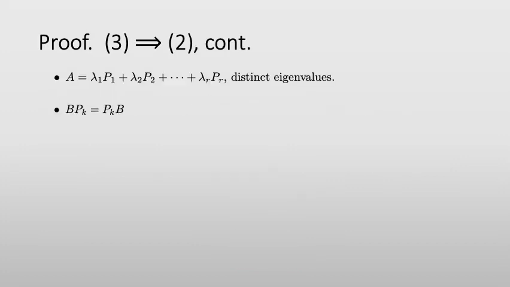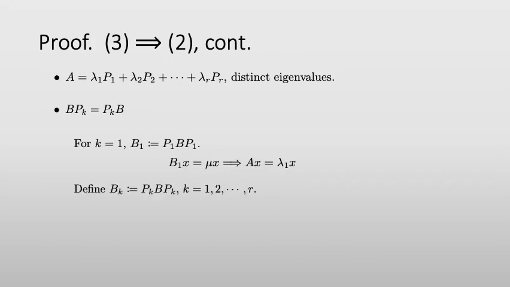Let's summarize what has been proved so far. In particular, if B commutes with A, then B commutes with every projection in the spectral decomposition of A. Take k equals 1 for instance. Let B1 be the restriction of B to the range of P1. If x is an eigenvector of B1, then Ax equals lambda 1 x, because x belongs to the range of P1, on which A is simply the multiplication by lambda 1.